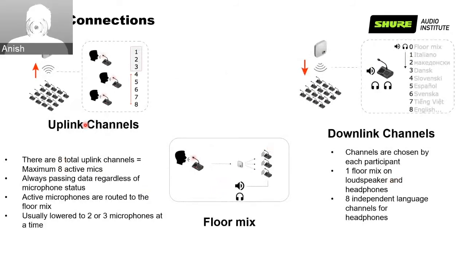So what do we mean by uplink channels? There is a total of 8 uplink channels, meaning that the number of active speakers can be 8 at a time. As Ritin had mentioned earlier, when 8 people are talking at the same time, it's going to cause a lot of interference. So we can always reduce it to maybe 1, 2, or 3 channels.